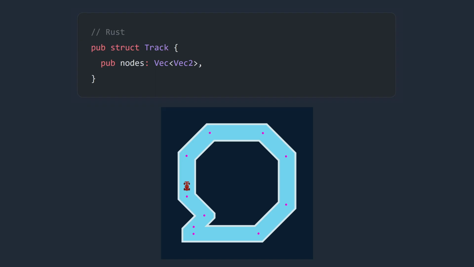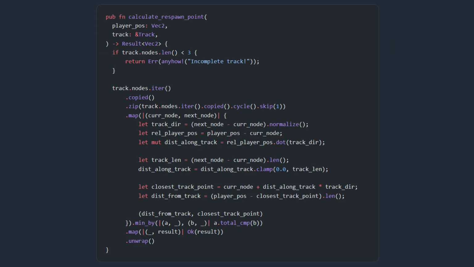The final node connects back to the first, completing the loop. Let's define a function to calculate the player's respawn point. The function takes the position of the player when they left the track and returns where to place them back on the track after they respawn. It also takes the track data as a parameter.